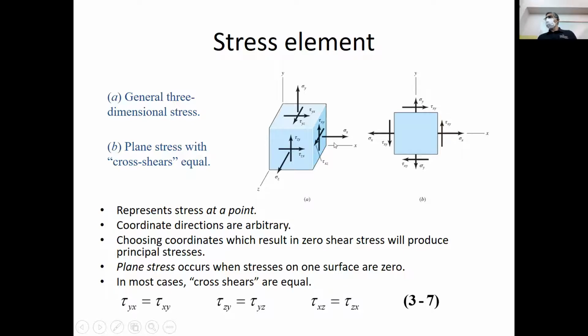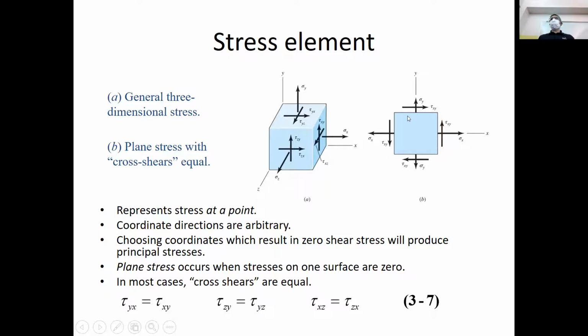On the 3D element, you see here I'm using the proper notation. I have tau xy and tau yx. Why? Because the first subscript represents the face where the stress is acting, and the second subscript, y, represents the direction. But because they end up to be equal, that really helps us simplify.